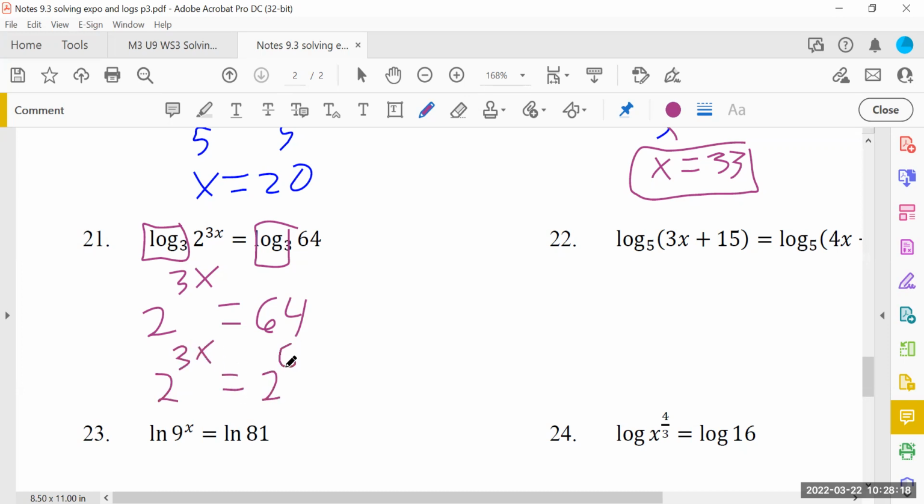64 is 2 to the 6th power, right? 2, 4, 8, 16, 32, 64. So now I can just say 3x equals 6. I don't need the 2's because they already match. As I'm doing this process, every time I've got a piece that already matches, I can ignore it and focus on the part that doesn't match yet until I can solve it down to figure out what the missing piece is so that they match. So here, divide both sides by 3. X is equal to 2.